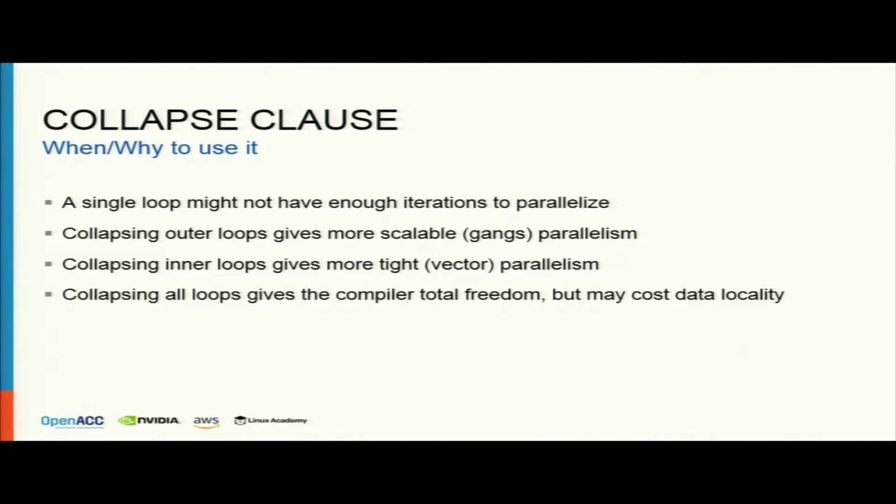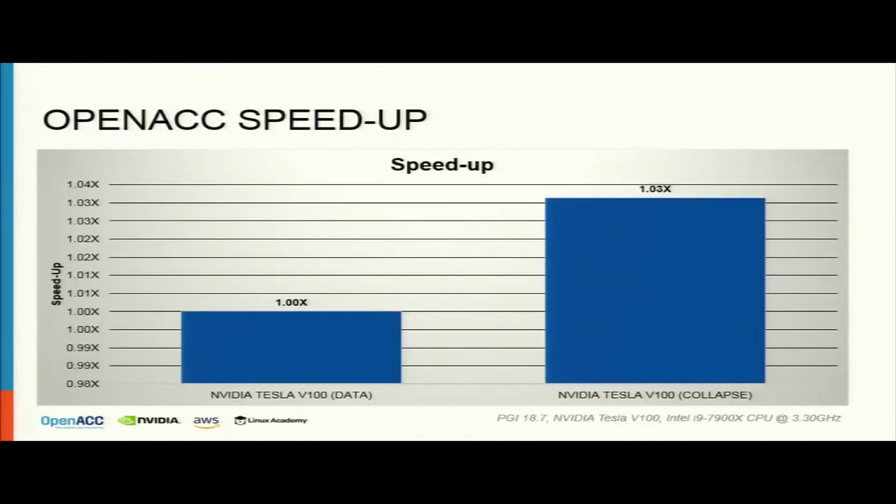So the loop might not have enough iterations. Then collapsing the outer loop might give you more parallelism because it increases the number of gangs or vectors, and obviously it can also help you with data locality. We have not covered the optimization part, so I will hold it for one of the sessions that I am going to do later on. So if you use collapse, you might see an improvement, right?